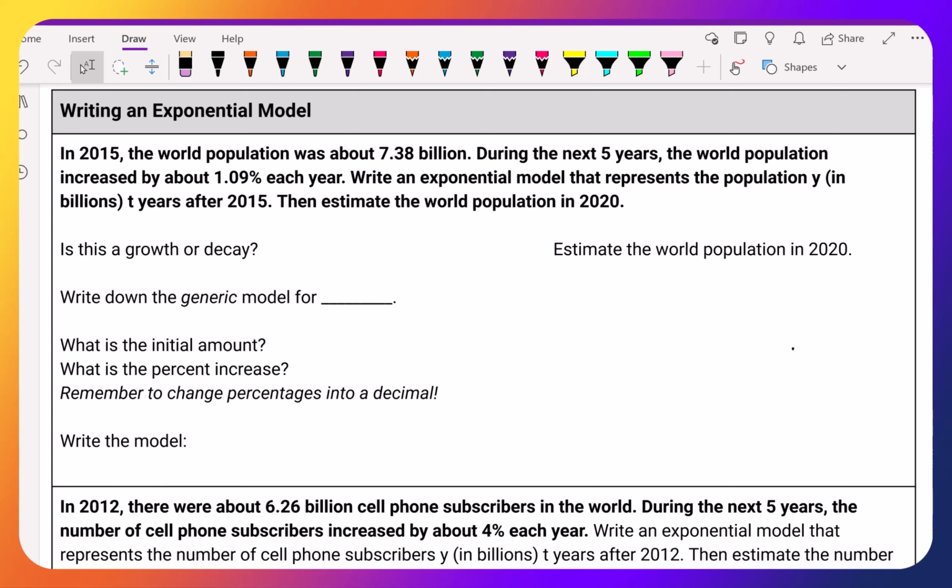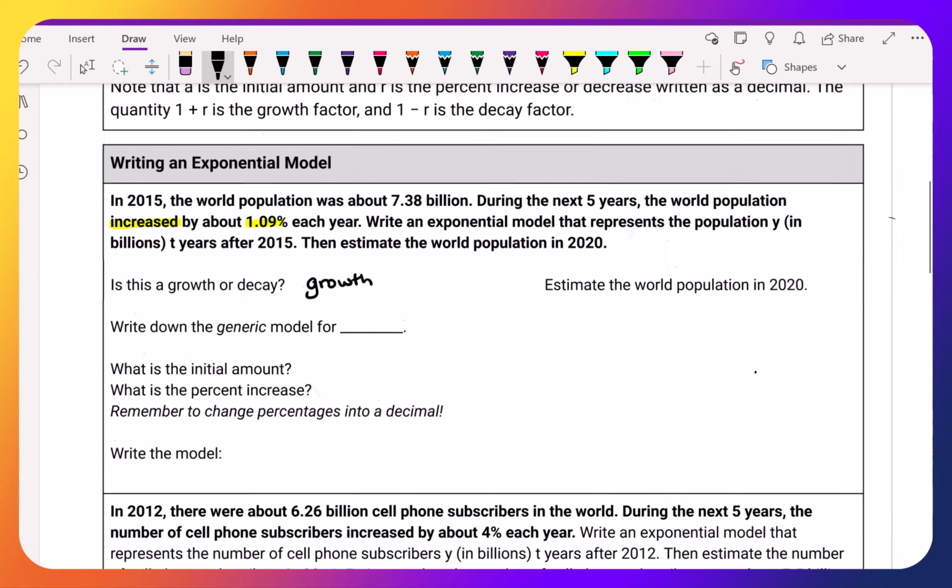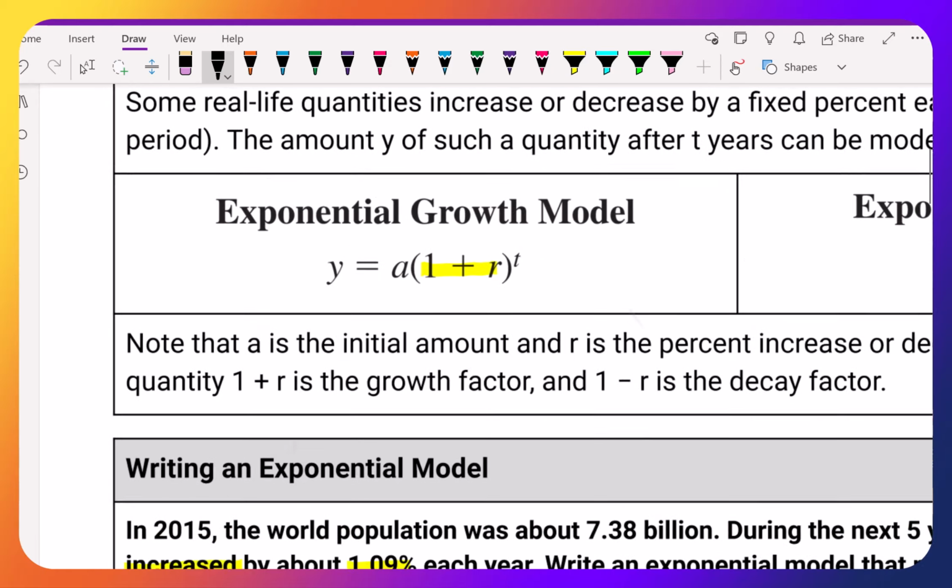So if we're going to write a model, the first thing we need to do is figure out, is it a growth or is it a decay? Well, there's a key word in here. It says that it has increased by 1.09%. So that means that this is going to be a growth. So if it's a growth, what you want to do is you want to write down the generic model for growth, which is this one.